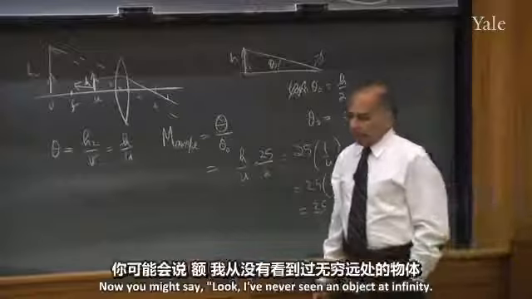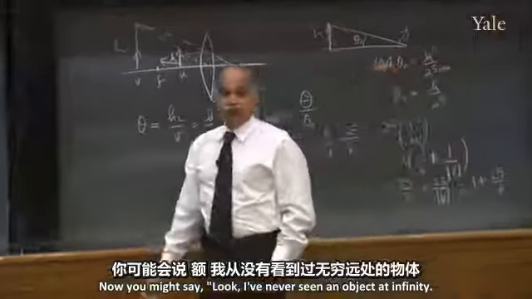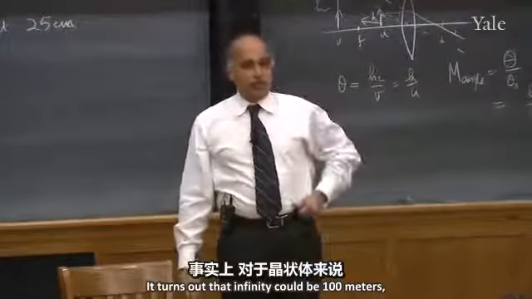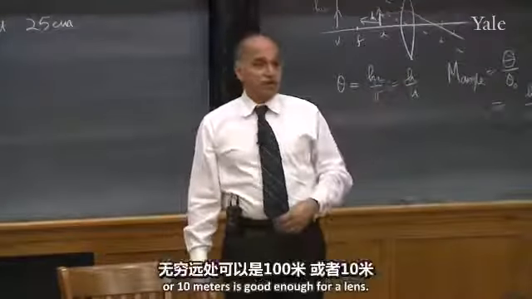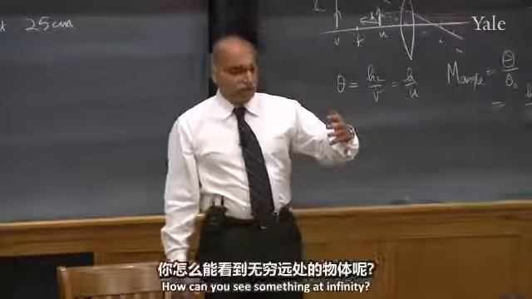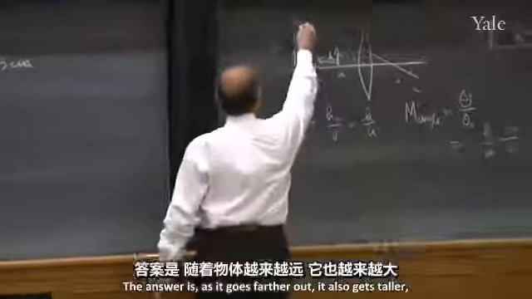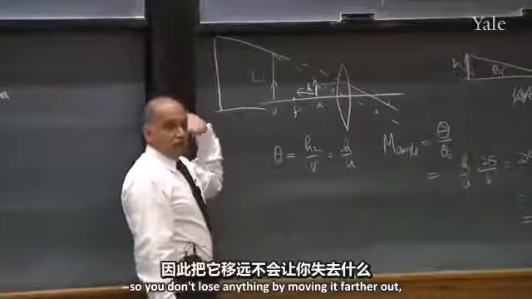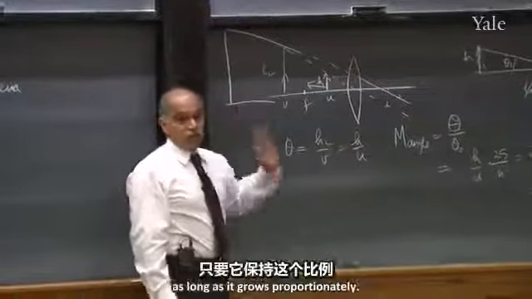Now you might say, look, I've never seen an object at infinity. What are you talking about, right? It turns out that infinity could be 100 meters. Doesn't matter, 10 meters is good enough for a lens. It's far enough so that it looks to be infinite. How can you see something at infinity? The answer is, as it goes further out, it also gets taller. So you don't lose anything by moving it further out, as long as it grows proportionately.